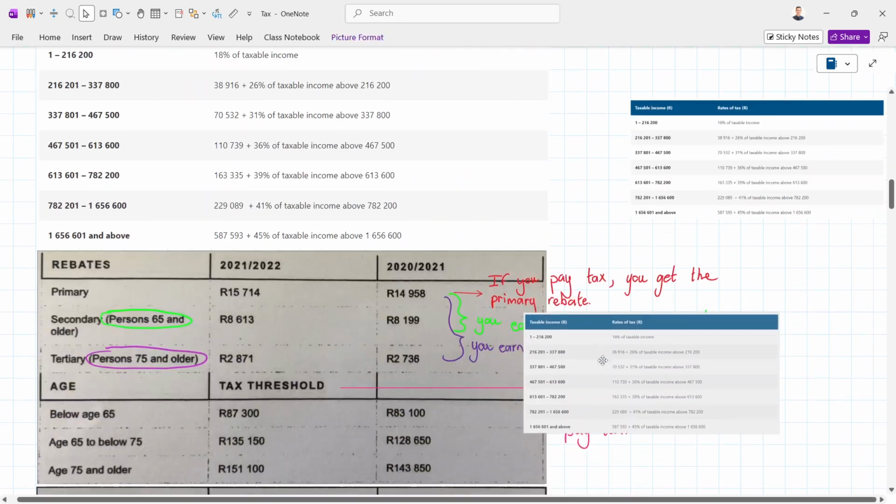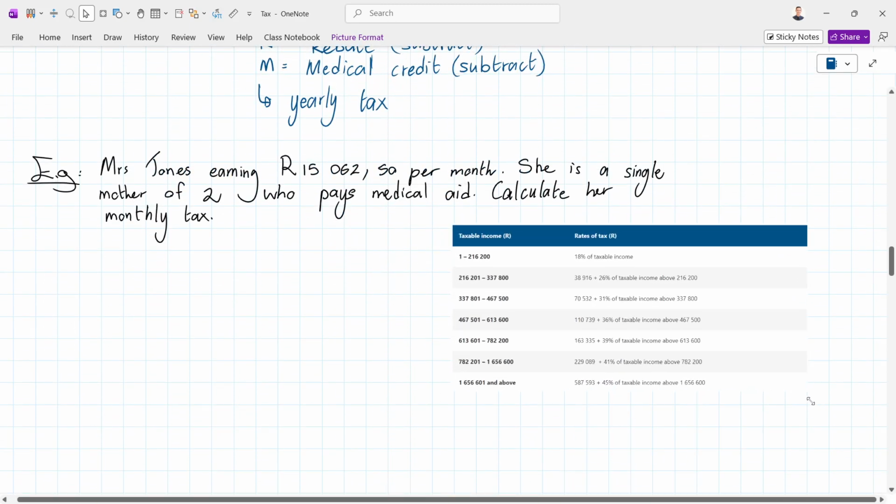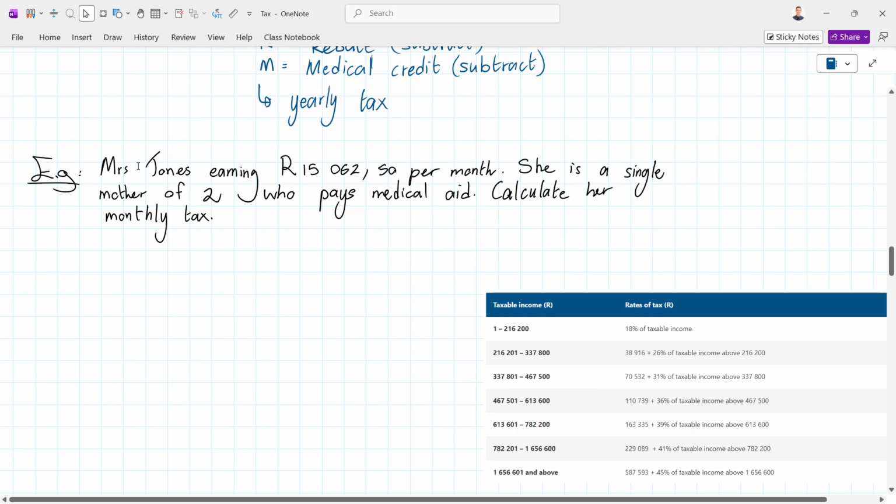I'm going to drag this with me. I'm probably not going to use it much, but I'm going to end up scrolling up and down to do it anyway. But let's see. Mrs. Jones earns 15,062 Rand per month. She is a single mother of two who pays medical aid. Calculate her monthly tax. So these are generally big questions, maybe 7, 8 mark questions.